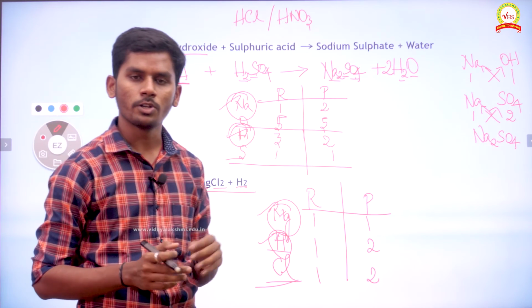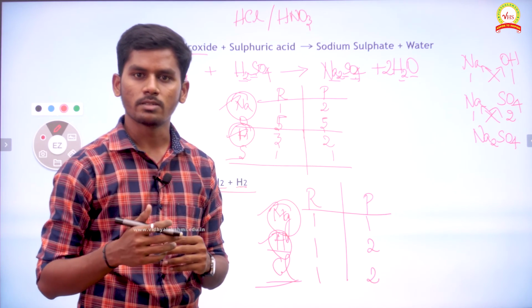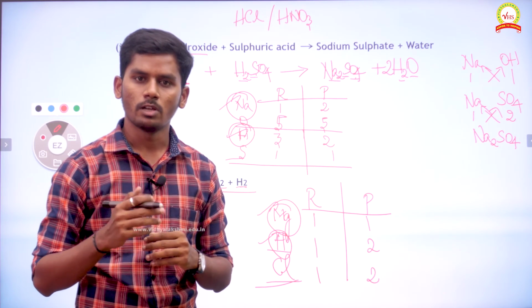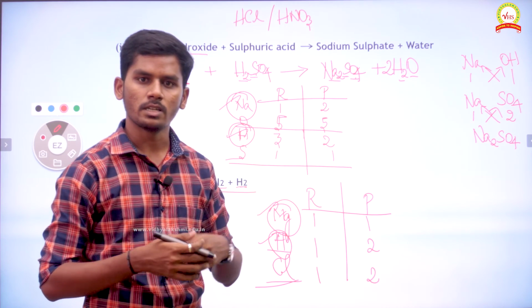So that's it with this video students. The next video we will be discussing about the types of chemical reaction. There are about 5 types of chemical reactions. We will be discussing each reaction in detail in the next video.